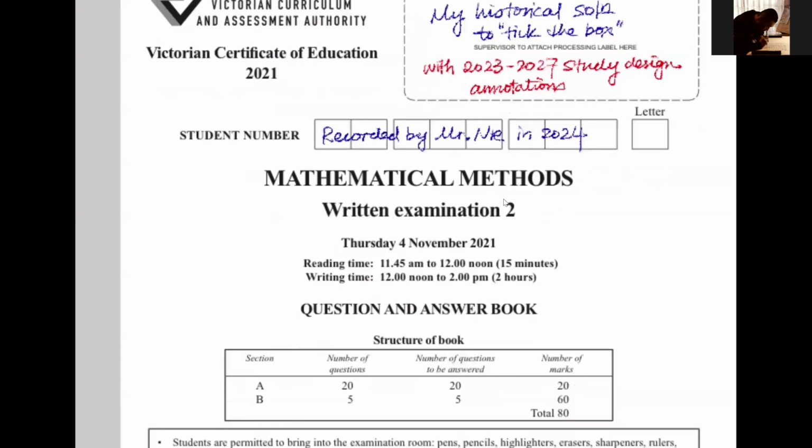So it's getting closer to the actual exam date for the math methods exam one, exam two. I think I can use this opportunity to tick the box because I didn't get a chance to really look into the 2021 exam two. So let's have a look.